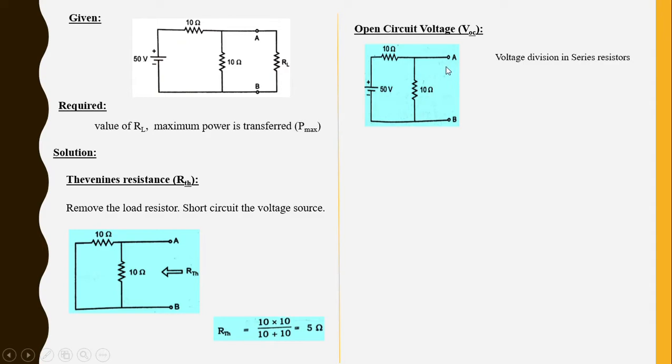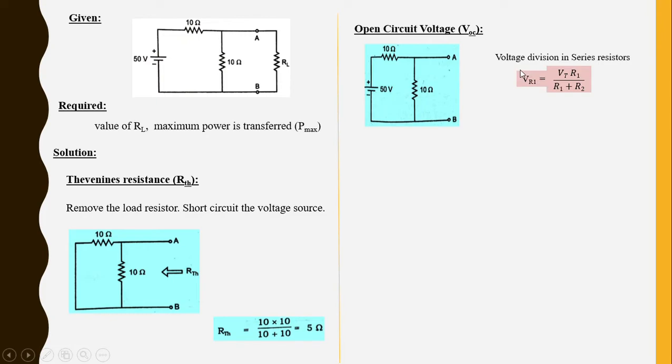Voltage division in series resistors. When terminals A and B kept it open, both resistors are considered in series connection. So, the voltage across 10 ohm resistor also equal to the voltage across terminals A and B, which is equal to open circuit voltage. The formula for voltage division in series resistors is equal to Vt R1 divided by R1 plus R2.